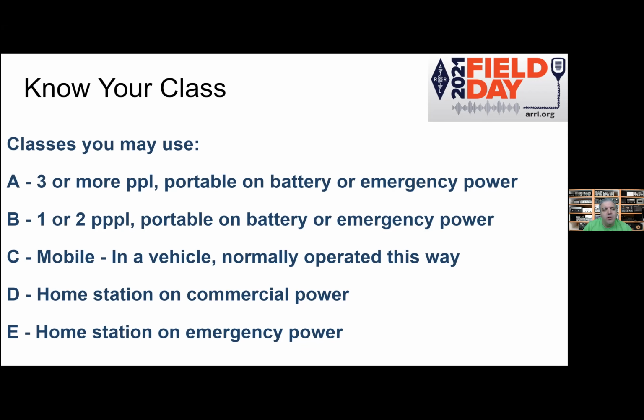But anyway, so A and B are basically remote, portable, running on emergency power. A is going to be 3 or more people participating. So 3 or more people operating. B is going to be 1 or 2 people.